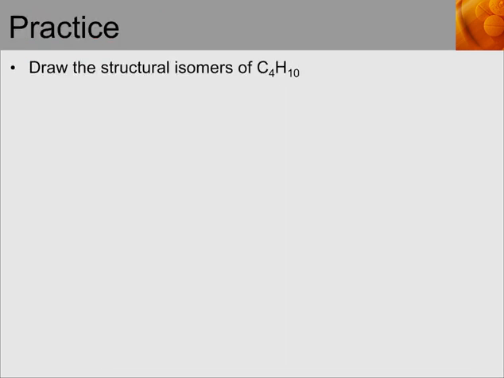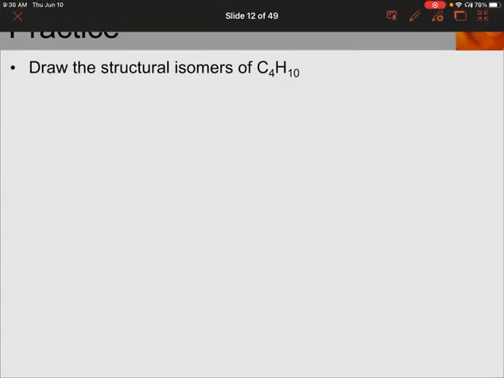So let's practice drawing structural isomers, and this time we'll do this for a molecule, or molecules, I should say, that have 4 carbons and 10 hydrogens. So I'll just get you started here. Let's start by just drawing 4 carbons in a line. So we'll just draw 4 carbons all bonded together in a chain. And then let's add enough hydrogens that each carbon has 4 total bonds.